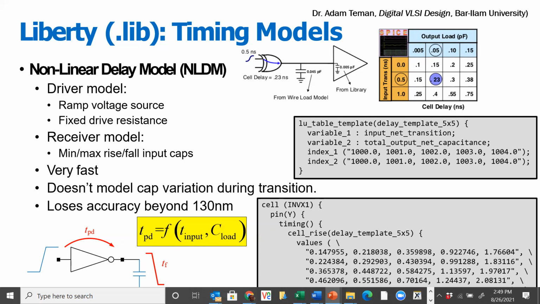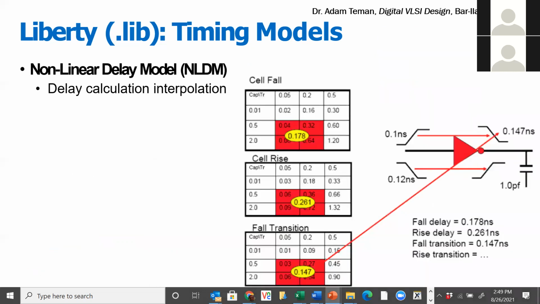as a lookup table. And then if the actual transition time and the actual load capacitance was not exactly what was used for the simulation, then the timing analysis tools would interpolate the delay. Okay, so there would be interpolation done. And so these kinds of lookup tables are called nonlinear delay models. And they're basically just large tables of delay numbers as functions of input transition and output load cap.